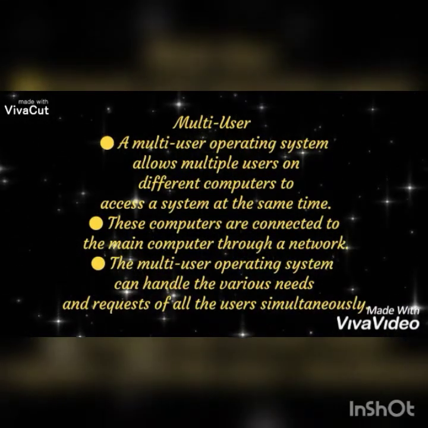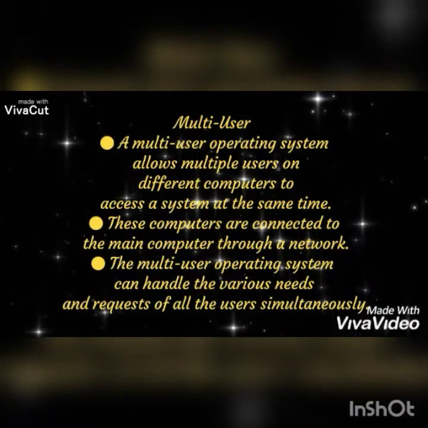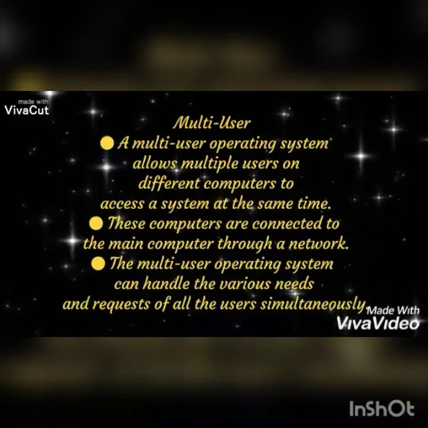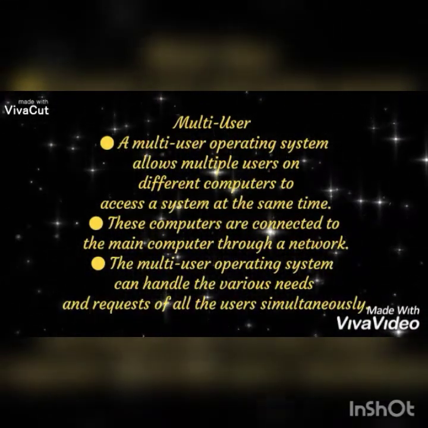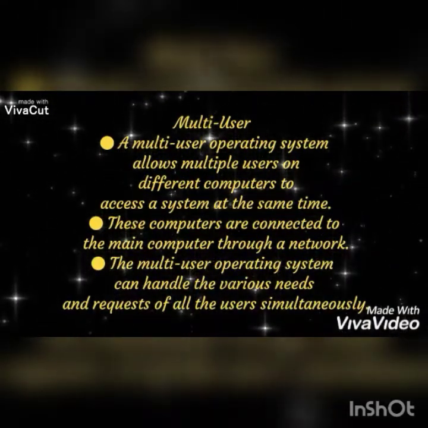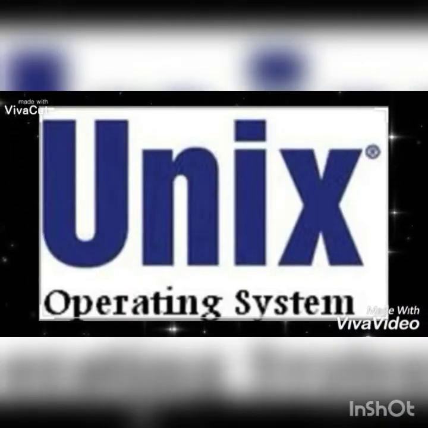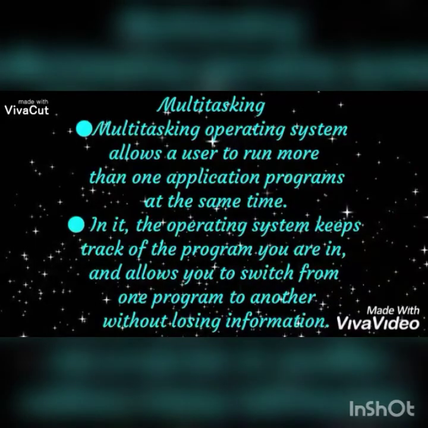Multi-user. A multi-user operating system allows multiple users on different computers to access a system at the same time. These computers are connected to the main computer through a network. The multi-user operating system can handle the various needs and requests of all the users simultaneously. These are some examples of multi-user operating system. For example, in a computer lab, a single printer is attached with all the computer devices.